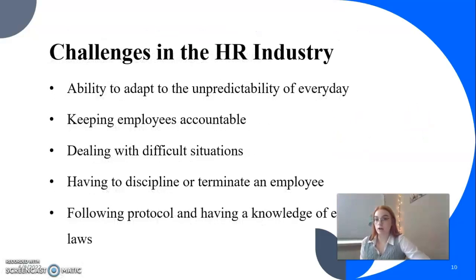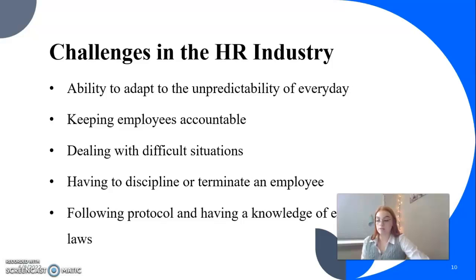Challenges in the HR industry. It is important to remember that when you're working in the HR industry, you are working with people the majority of the time. And the duties of an HR professional, like enforcing and regulating policy, can be perceived as black and white. And when you add people, it becomes gray. And with that, it's important to keep in mind that at the end of the day, people will be people.